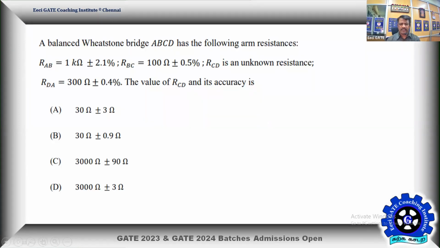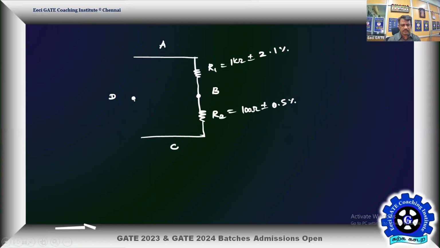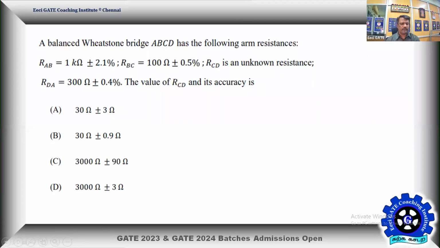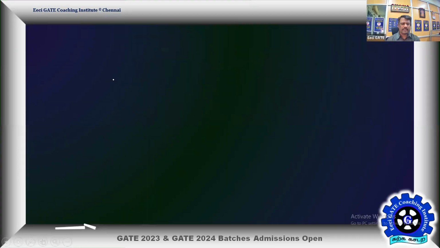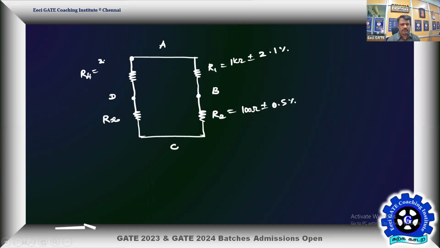Then RCD is the unknown resistance. This is CD, so this is where our unknown resistance Rx is. I'll call this Rx. C to D, I have Rx, which is R3. Then D to A, we have 300 ohms. So I'll call this R4. R4 is equal to 300 ohm plus or minus 0.4%.